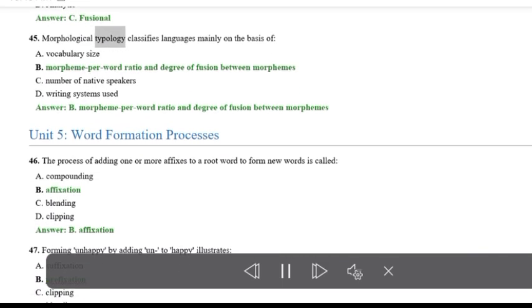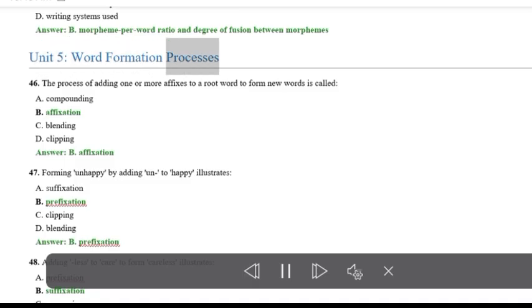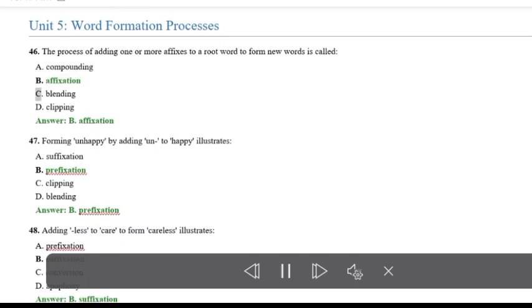45. Morphological typology classifies languages mainly on the basis of A. Vocabulary size. B. Morpheme per word ratio and degree of fusion between morphemes. C. The number of native speakers. D. Writing systems used. Answer: B. Morpheme per word ratio and degree of fusion between morphemes. Unit 5, Word Formation Processes. 46. The process of adding one or more affixes to a root word to form new words is called A. Compounding. B. Affixation. C. Blending. D. Clipping. Answer: B. Affixation.